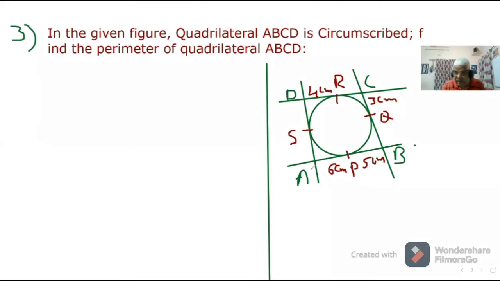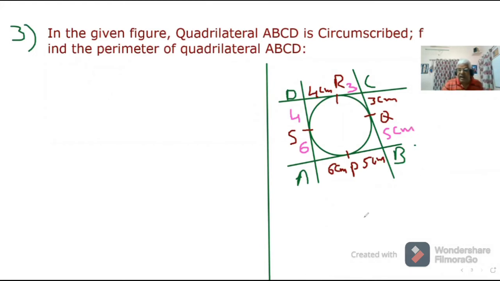Now, A is the external point, AP and AS are equal, therefore I take it as 6 centimeter. Next, D is an external point, DR and DS are equal, hence 4 centimeter. Next, C is the external point. CQ and CR are equal. Therefore, RC is 3 centimeter. Next, B is the external point. BQ and BP are equal. Therefore, here you will get 5 centimeter.